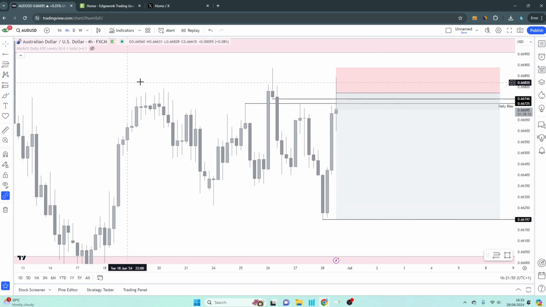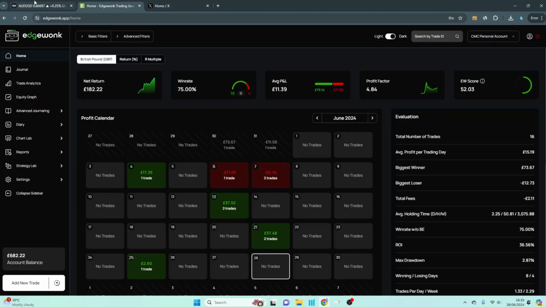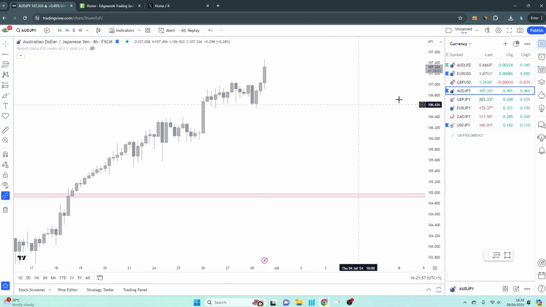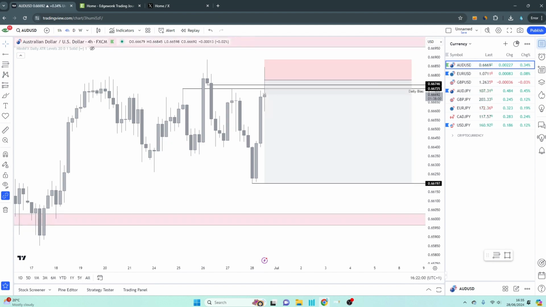But that's it for this week. It's been a very, very slow week, a very active day today. Markets decided to wake up, and we could be getting a lot more trades for the next quarter by the looks of it.